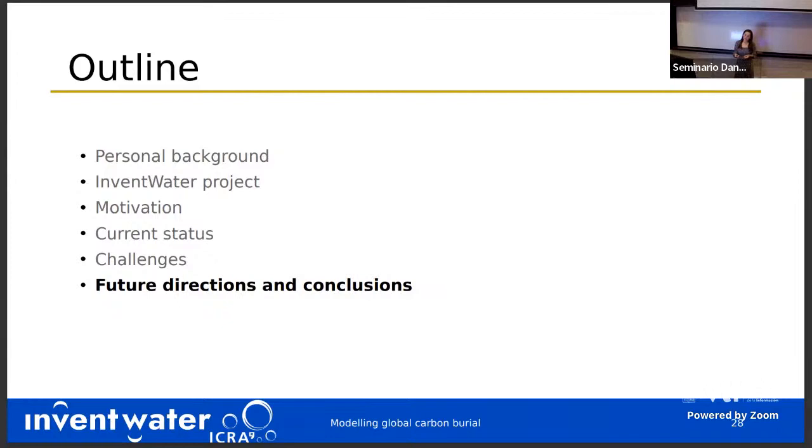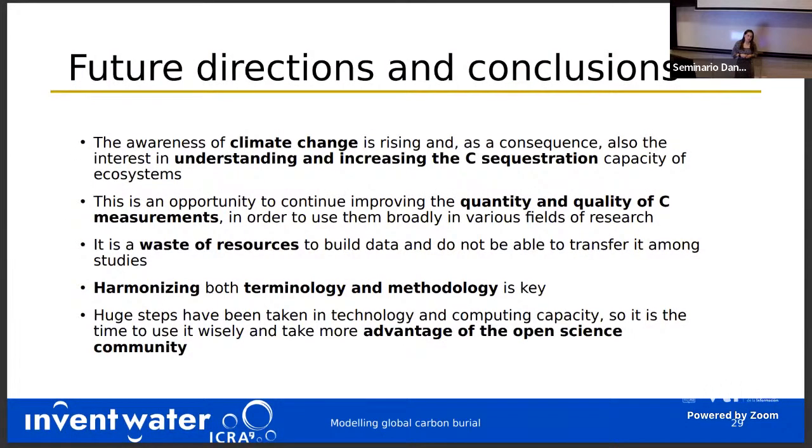So just to wrap up, some comments about future directions and conclusions. We know that the awareness of climate change is increasing. And so there is a need to understand and increase the carbon sequestration capacity of ecosystems. And this is an opportunity to continue improving the quantity and quality of our measurements in order to use them broadly in various fields of research. In my opinion, it is a waste of resources to build data and not be able to transfer it among studies. So harmonizing the terminology and methodology is necessary.